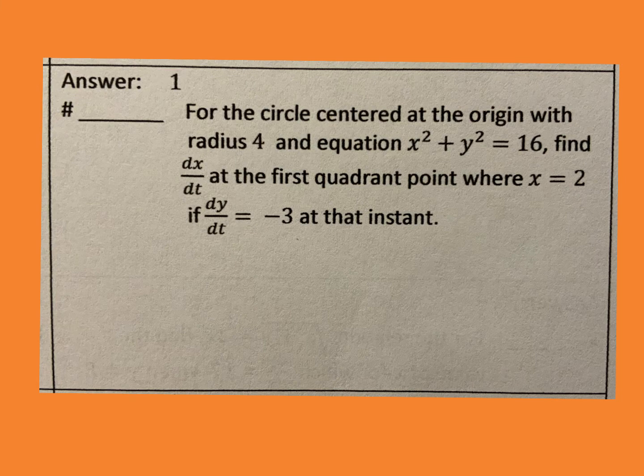For the circle centered at the origin with radius 4 and equation x squared plus y squared equals 16, find dx/dt at the first quadrant point where x equals 2 and dy/dt equals -3.